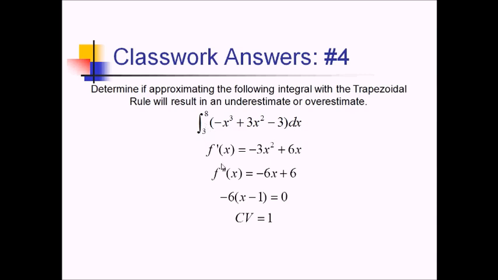So if I test, for example, 4 or anything else in there and plug that into this function, that's going to give me a negative result, which means that this function is going to be concave down, which means trapezoidal rule under approximates that.